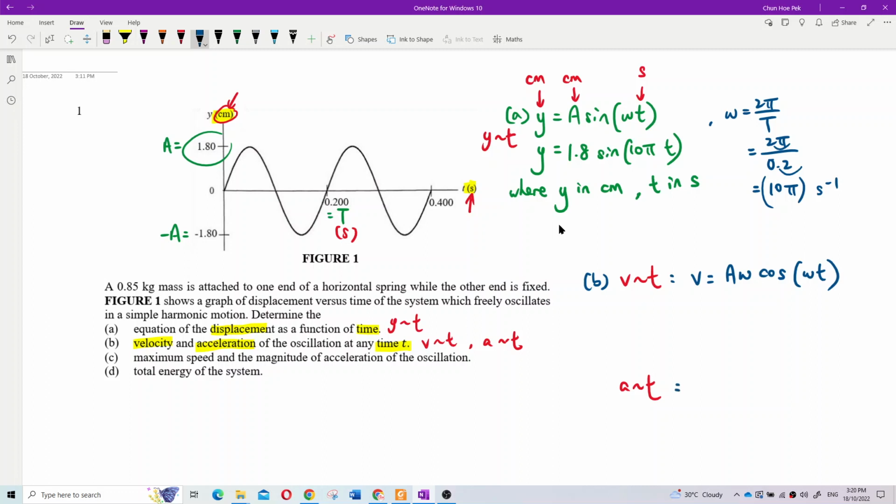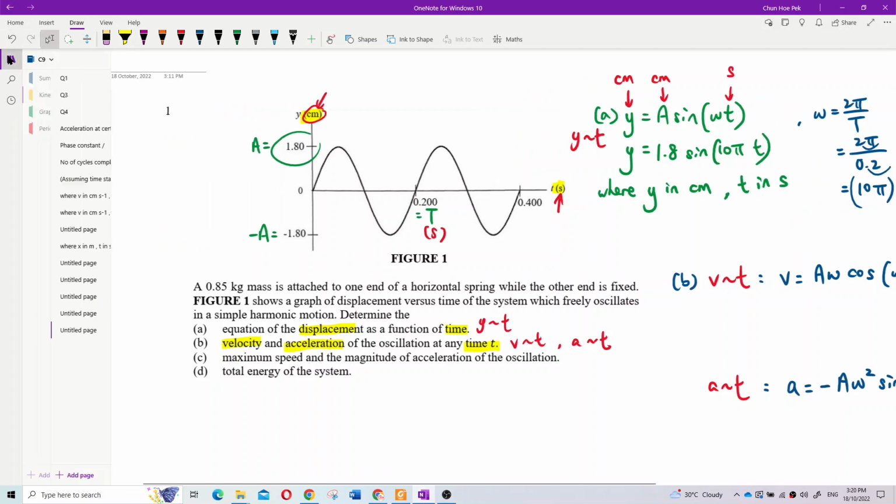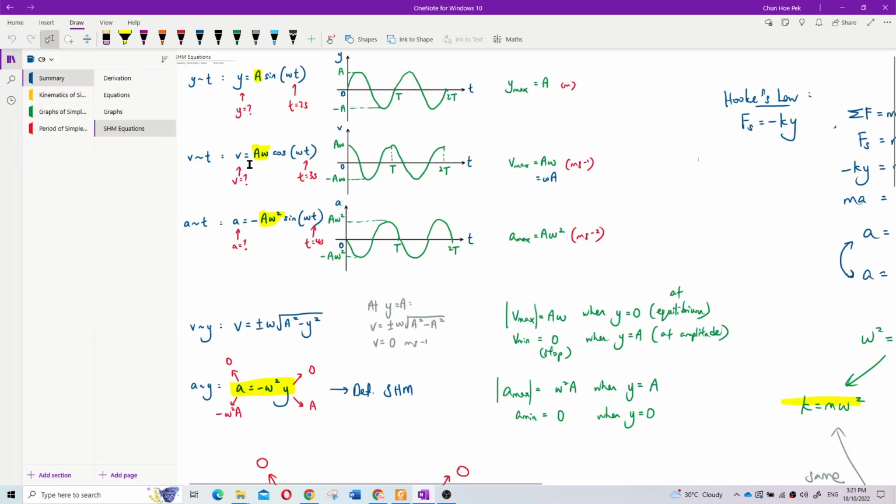Whereas the acceleration is a negative sine graph, and the maximum acceleration is A omega square. So it is a negative sine graph: negative A omega square sine omega t. This equation we have actually learned already. You see, velocity is A omega, acceleration is A omega square.